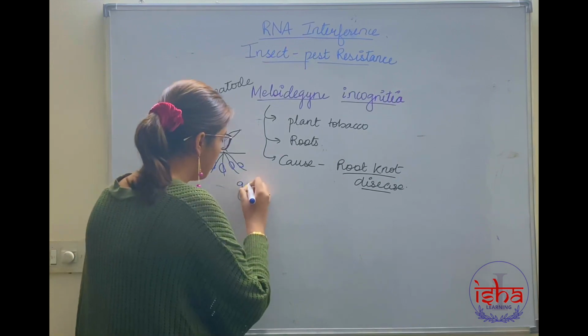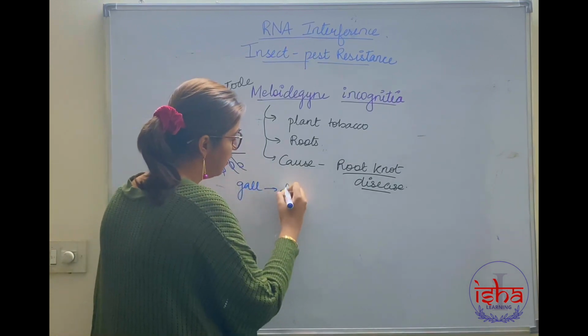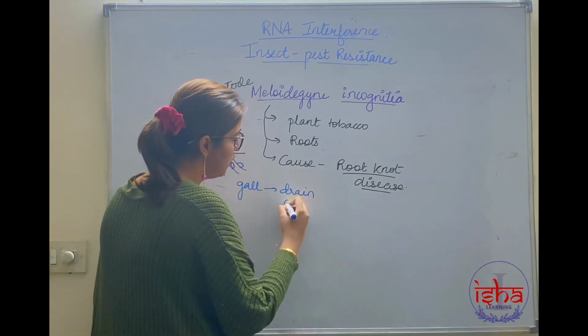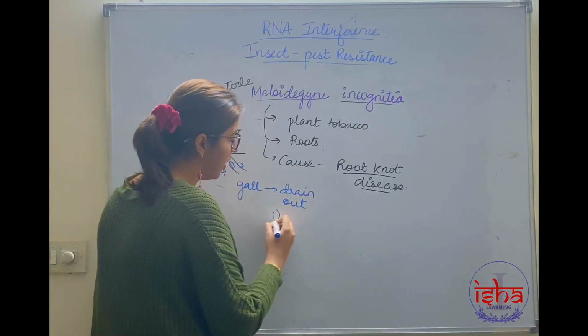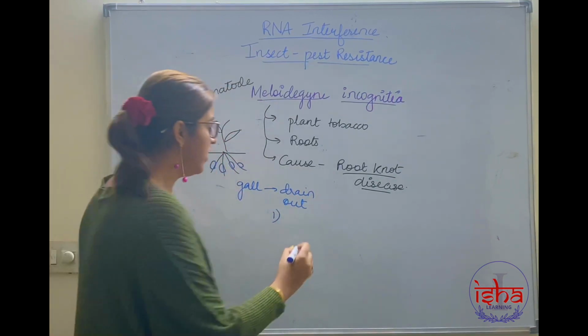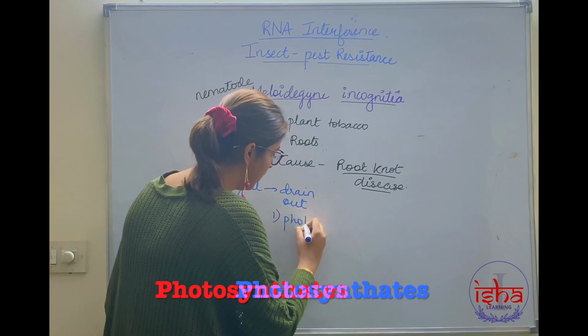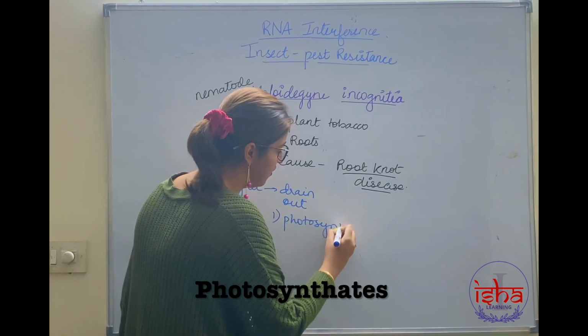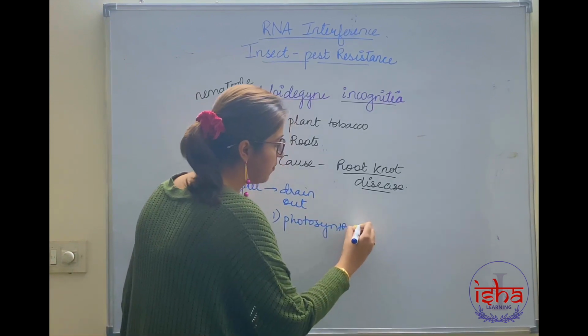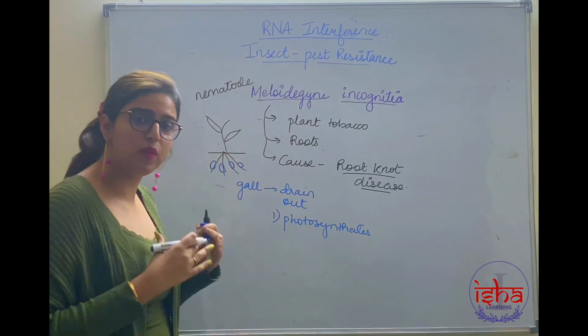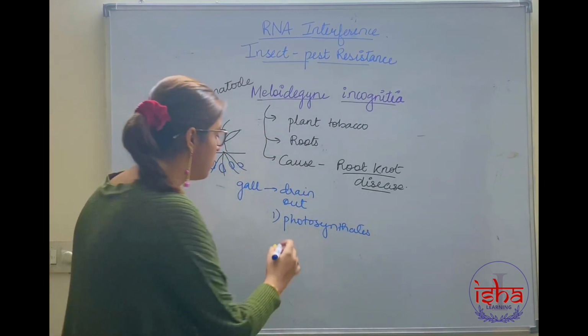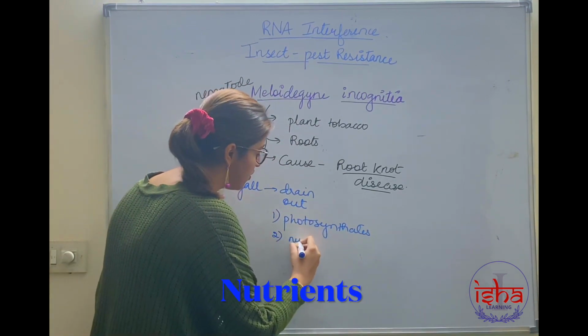Okay, now what is going to be the disadvantage of this? These galls will drain out. So what are they going to drain out? They are going to drain out the products of photosynthesis, called the photosynthates. The sugars and all that are produced, they will be drained out of the plant. It's also going to drain out the nutrients from the plant.